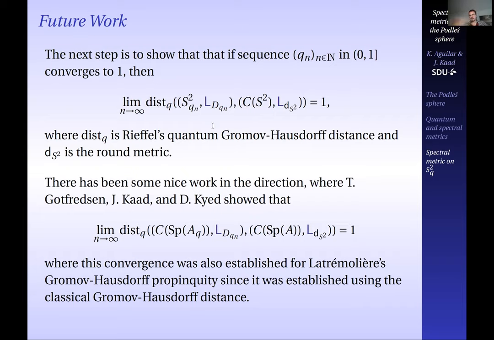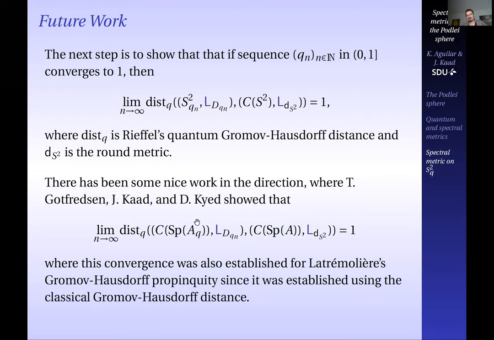Now, there is some nice work already in this direction due to Gotfredsen, Jens Kaad, and David Kyed, where they show the diagonals converge to the continuous functions on the spectrum of A in the 2-sphere. Okay, so the diagonals converge to the diagonal. I mean, this is literally a diagonal, as we saw. And here I'm using A sub q; I guess I meant to put A sub q_n.